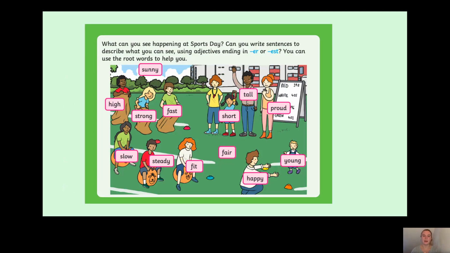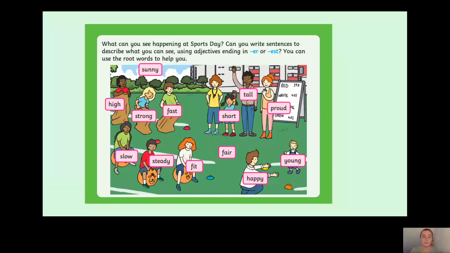Now here we have got a picture, okay, of a sports day. And we want to think of some sentences using comparative and superlative adjectives. Okay, so I'll give you an example. The boy in the green t-shirt is the fastest, okay, because he's at the front. You could say the baby was the youngest at sports day.